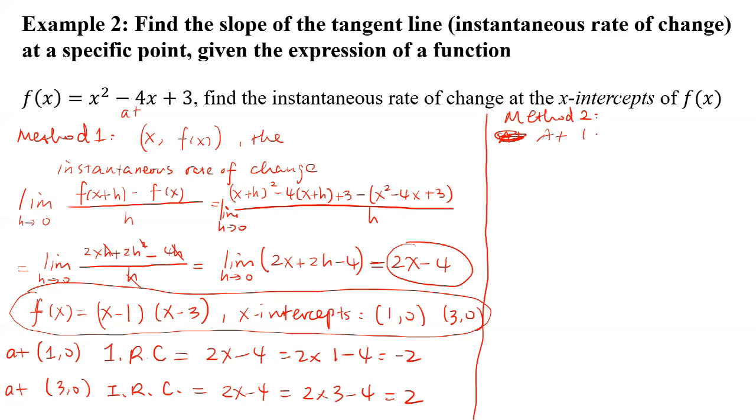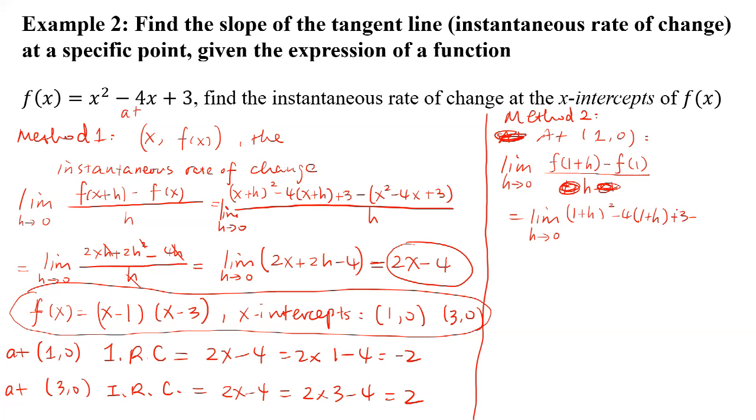And then at the x-intercept (1, 0), we can directly evaluate the instantaneous rate of change at this point, which is the limit as h approaches 0 of f(1 + h) minus f(1), over 1 + h - 1, which is actually h. First, f(1 + h) is (1 + h)² - 4(1 + h) + 3. Then f(1) is 1² - 4 by 1 + 3.